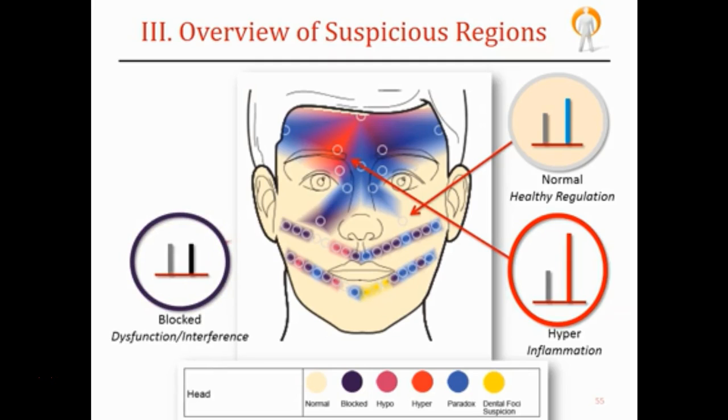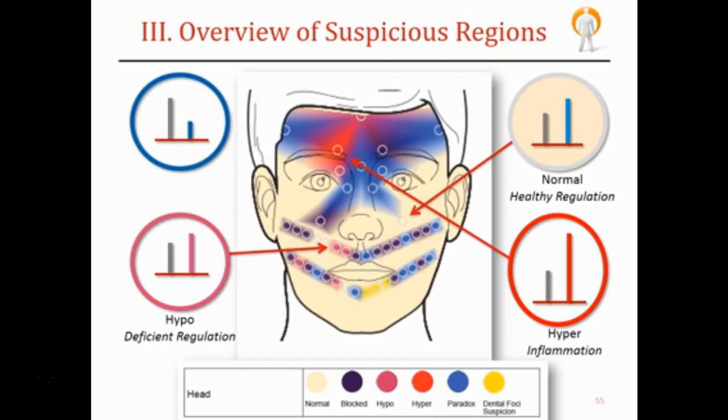Blocked regulation is the darkest color, showing no temperature change and a lack of regulation capability, reflecting dysfunction and a possible focus. Blocked regulation in the teeth, however, reflects dental toxicity. Hyporegulation in the head is the pink coloring, showing nearly blocked and deficient regulation. And paradox regulation is colored blue, and it reflects an opposite and cooling response and lack of circulation often seen with a buildup of toxins. Yellow coloring in the teeth refers to dental infection that you'll see more clearly in the dental section of the report.